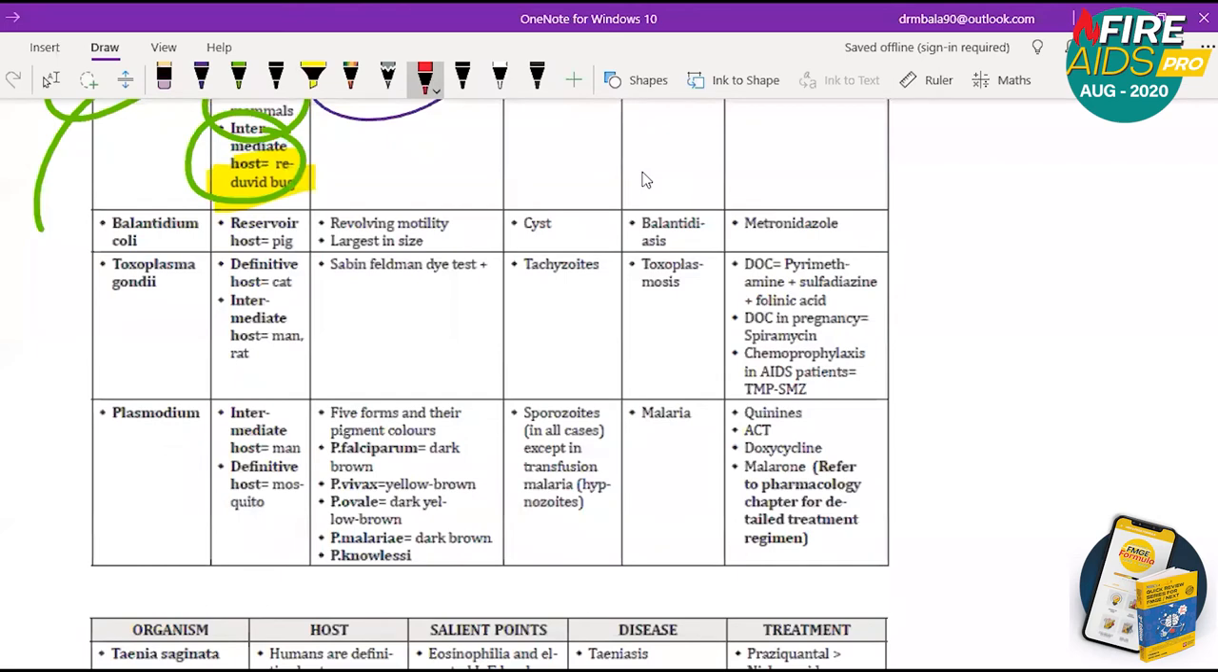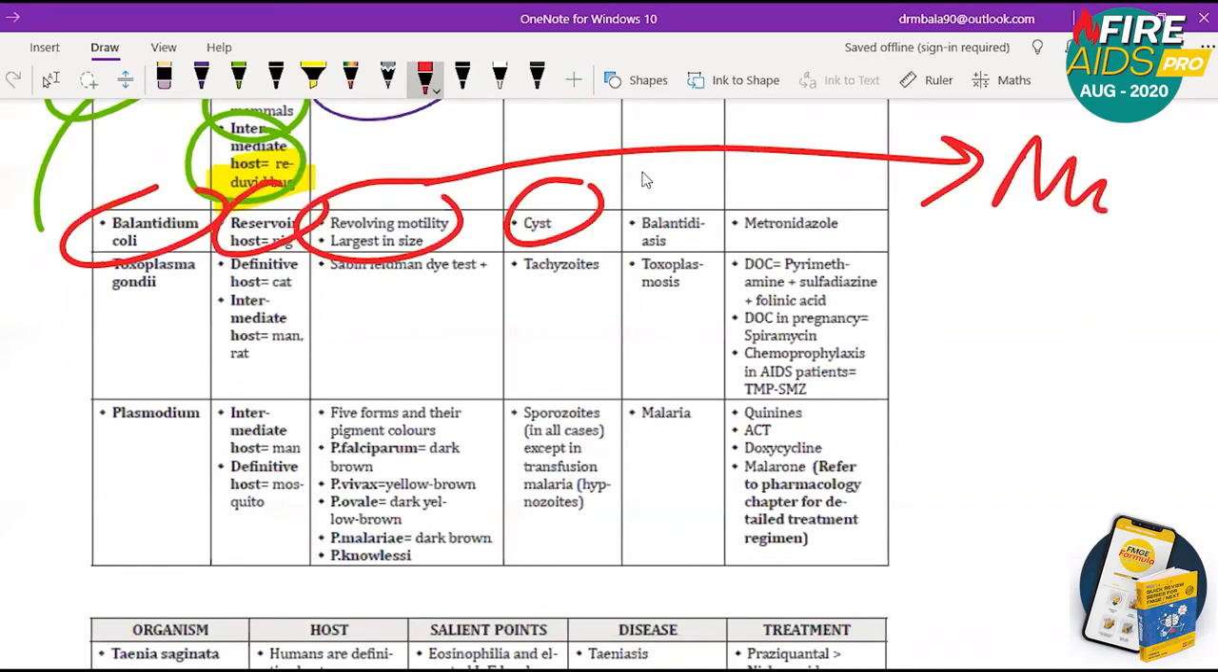Next is Balantidium coli. Reservoir host is pig. Cyst is the infective form. Revolving motility is seen. It is the largest in size. There was a box we saw regarding the motility table, if you guys remember. If you go back and see that box, all these motility points will be there.